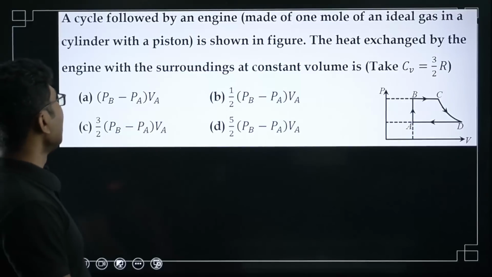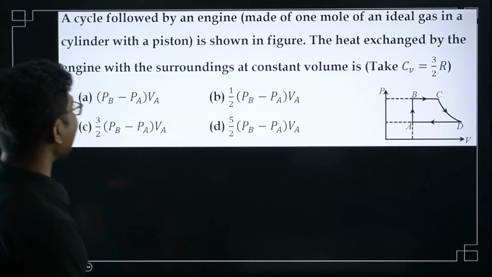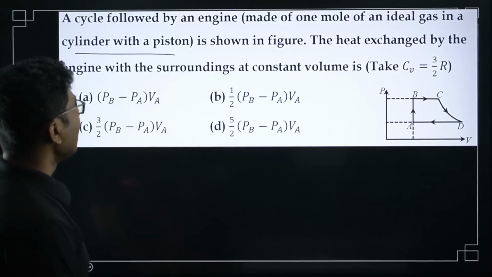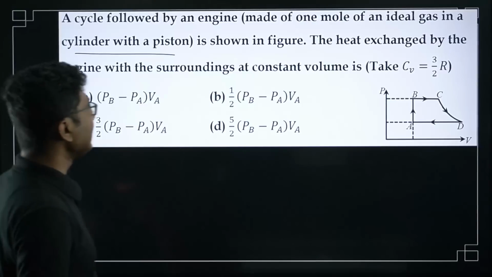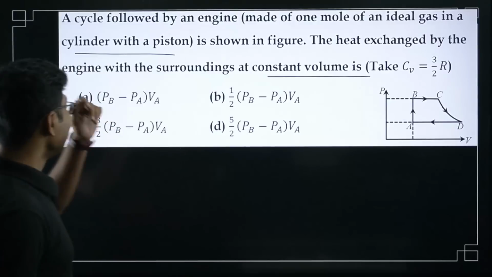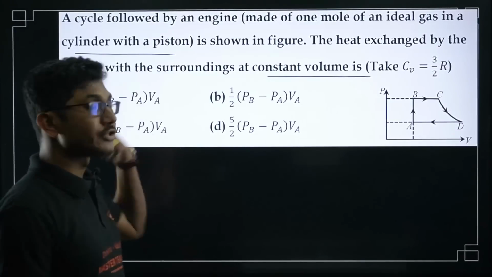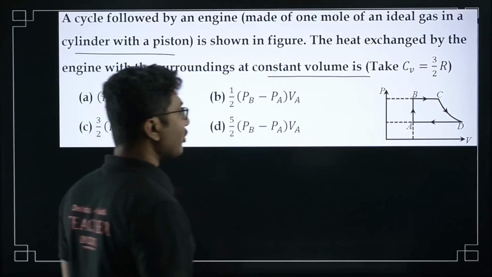A cycle followed by an engine made of 1 mole of ideal gas in a cylinder with a piston is shown in the figure. The heat exchanged by the engine with the surroundings at constant volume is. So what is the heat exchanged by the engine with the surroundings at constant volume? What is the meaning of that? That means when the volume is constant.